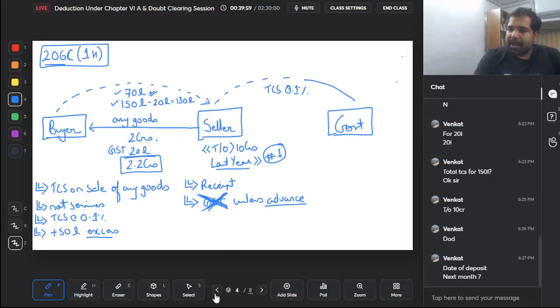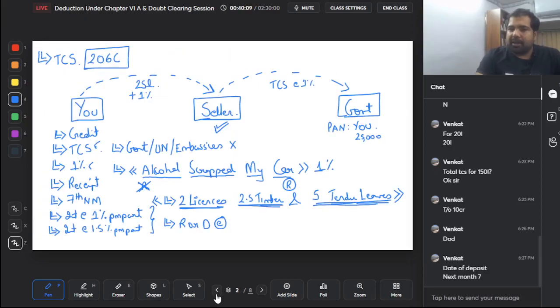206C1H is basically high value. Turnover should be more than 10 crores. Sale should be more than 50 lakhs. Recovery should be more than 50 lakhs, sorry. And TCS at the rate of 0.1% on receipt basis. 1F: fancy car more than 10 lakhs, and otherwise alcohol, scrap, mica. 1 license for 2.5%, timber and Tendu leaves at 5%. Interest is 1% and 1.5%. Next month by 7th you have to pay. For the last month, March, you can pay by 30th April. And this is 206C, that's the section number.